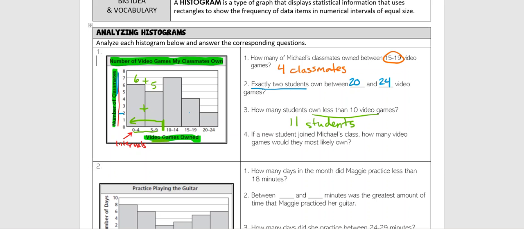Our last question says, if a new student joined Michael's class, how many video games would they most likely own? So think about probability. The more times something occurs, the more likely it is. So here, this bar is 6 units, 6 classmates. This is 5. This is 7 classmates. This is 4 classmates. And this is 2 classmates. So the most common one is this one, 10 to 14. So that would be most likely. That doesn't mean that they will fall in that interval, but this means that that is where they are most likely to come up.